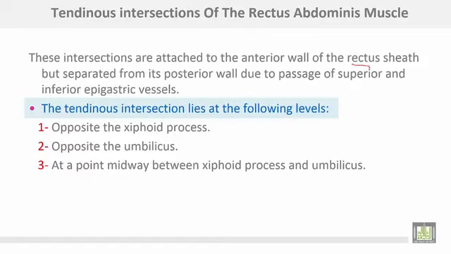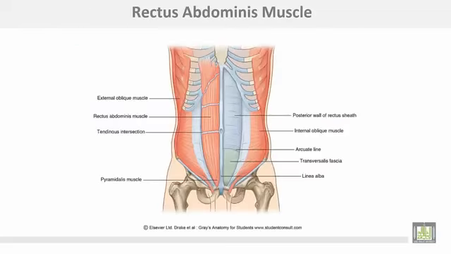The tendinous intersections lie at the following levels. Number one, opposite the xiphoid process. Second, opposite the umbilicus. The third, at the midpoint between the xiphoid process and the umbilicus.